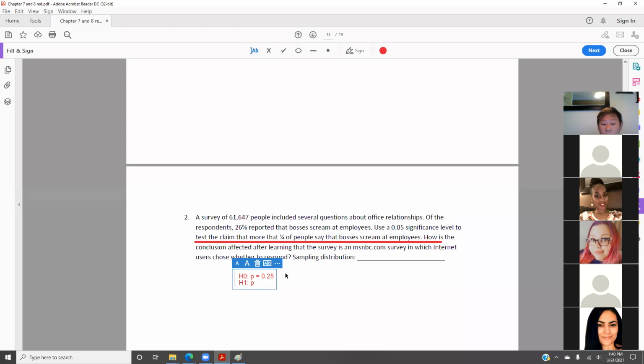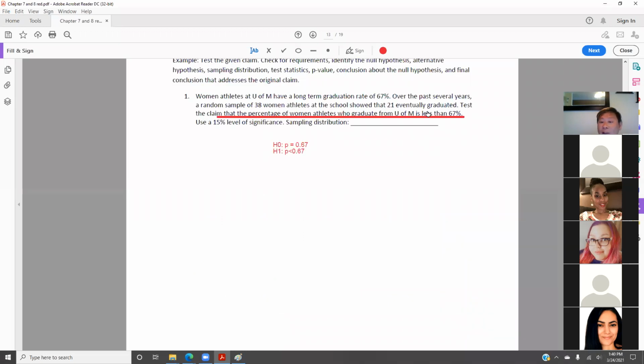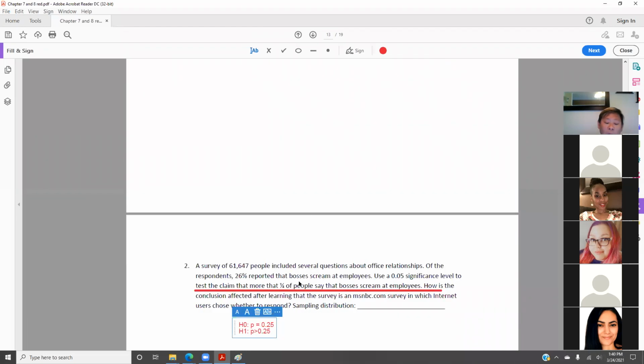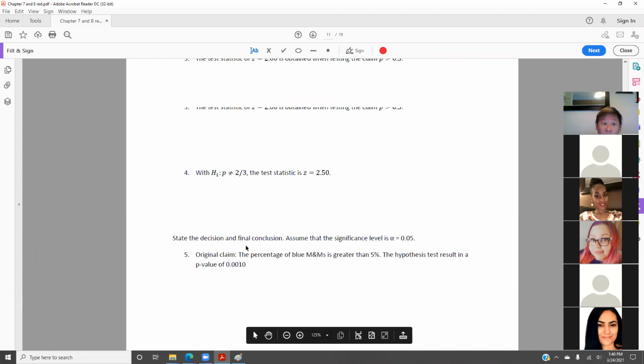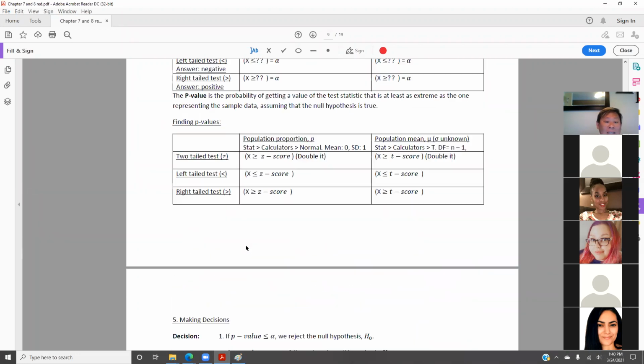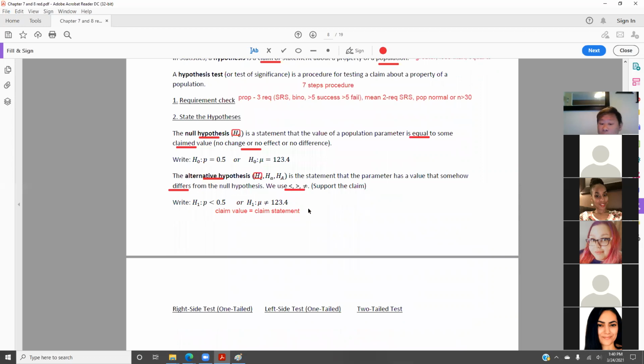It'll be more than, and more than means greater than 0.25. So you use greater than. Make sure you know that if they're asking for less, you use less, and if they're asking for more, you use more. This is what we call step 2: write your hypothesis statements. Now, as you know, it can be less than, it can be more than, or it can be equal to.